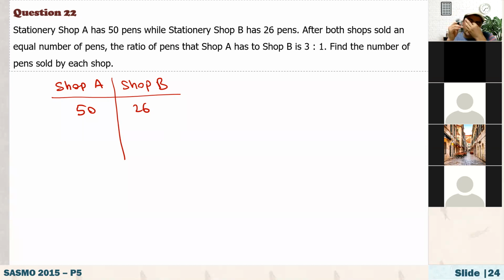Okay, Fikriya, this question must be easy for you. It says that at the beginning, shop A has 50 pens and shop B has 26 pens. Have you understood? I understood. I will do it in 1 minute. Okay, do it in 1 minute, then we will do it together.